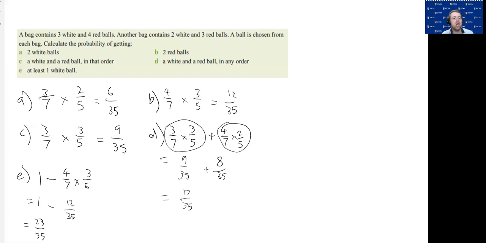Now, if you pause the video and you had to go with that, you may have had difficulty with D and E, so you can re-watch this video if you need to go over how I did that. For part D, I added two different things together. For E, I did the complement. So I found out the probability of getting no white balls, which is the same as 2 red balls, and then I took that away from 1 to find the probability of getting at least 1 white ball.